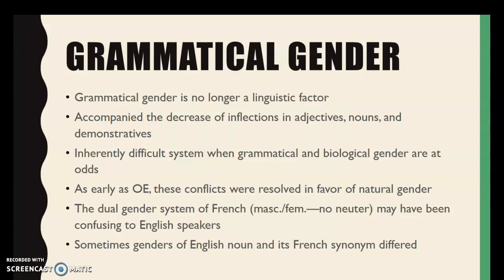The line was blurring, after all. And so in this period, we eventually see the grammatical gender is no longer a linguistic factor. So biological gender becomes more important, and we can finally use feminine pronouns in reference to the noun woman. Isn't that exciting? This significant linguistic shift accompanied a decrease in inflections of adjectives, nouns, and demonstratives. English inflections were leveling off and getting closer, or at least more recognizable to modern speakers. Middle English, I should point out, is not taught as a foreign language as Old English is.